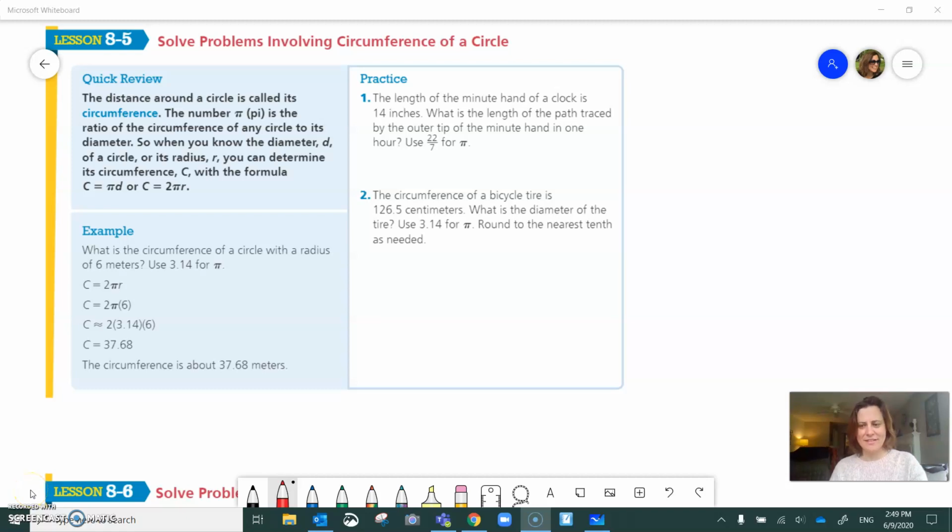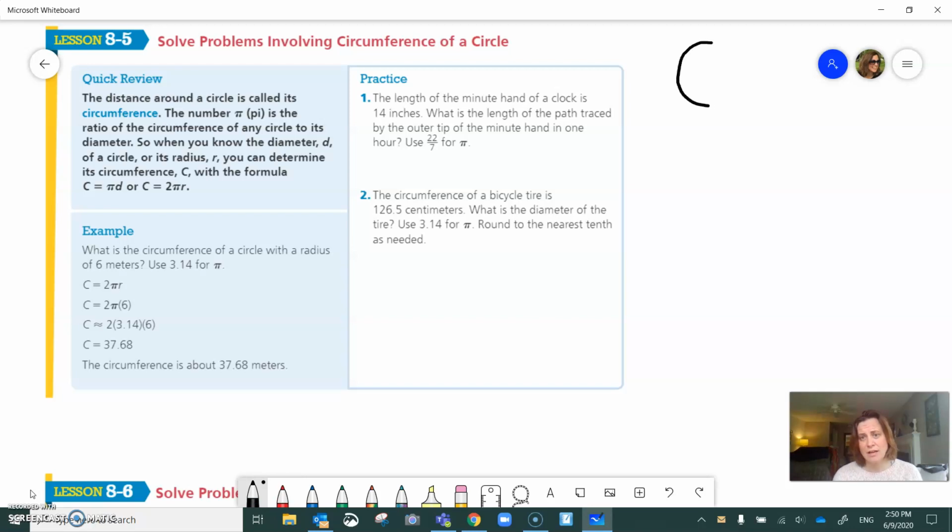Okay, 8-5. Definitely going to want a calculator for this one. So I'm getting out my cell phone calculator. The length of a minute hand of a clock is 14 inches. So the minute hand of a clock, I think it's the radius.